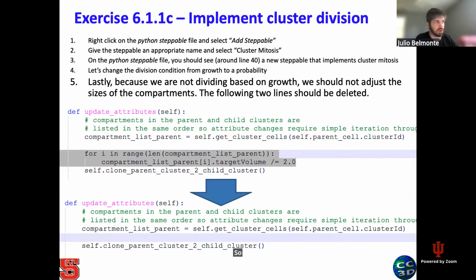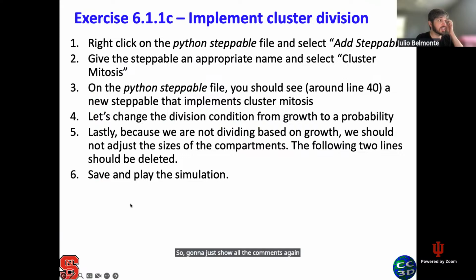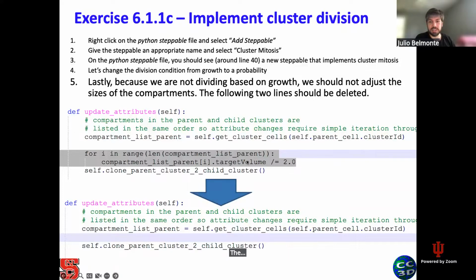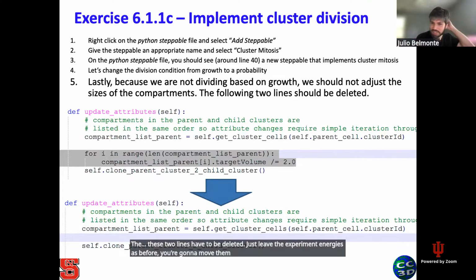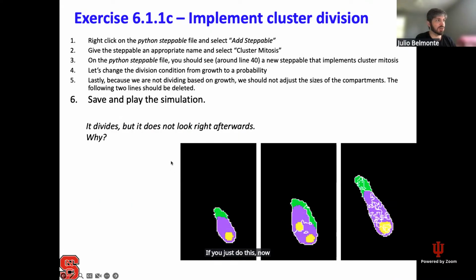So I'm going to just show all the comments again, okay? These two lines have to be deleted. Just leave the external energies as before. You're going to move them as a last part, okay? If you just do this, now you should get a code that the cell's moving, then it divides, okay? But after it divides, it still does not look right.